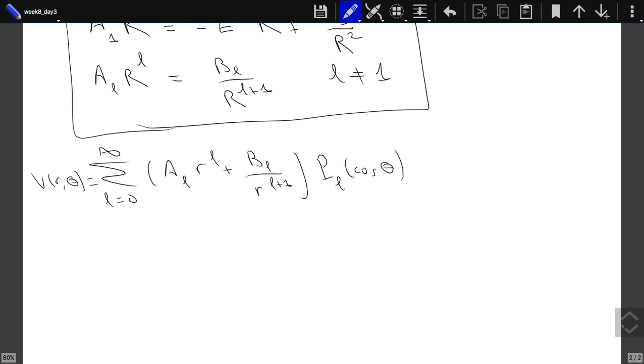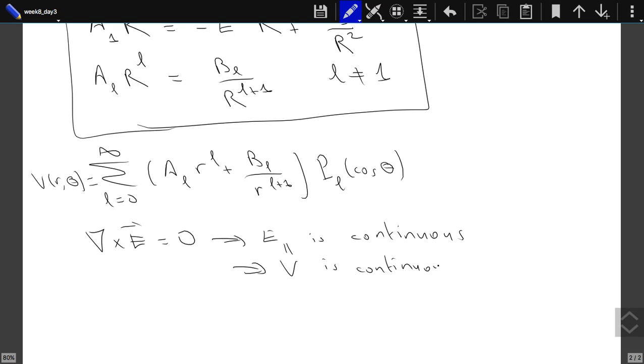Now, then we have this other boundary condition. You see, the curl of E equal to 0, this equation tells me that the parallel component of the electric field is continuous, which basically tells me that V is continuous across the boundary.